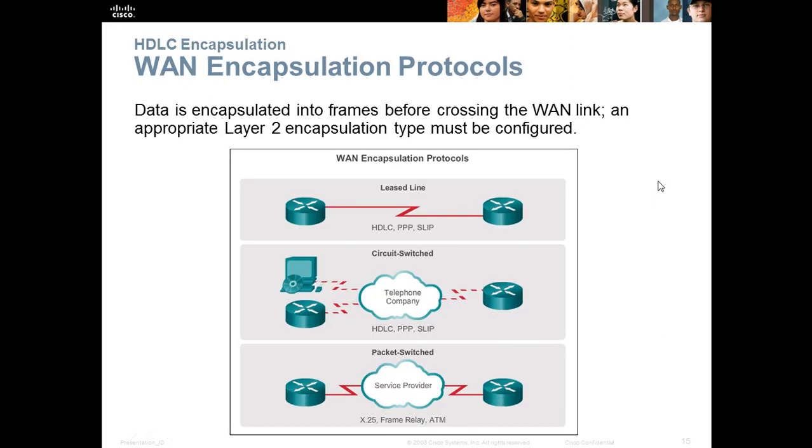WAN encapsulation protocols, such as HDLC encapsulation, in which the data is encapsulated into frames before crossing the WAN link. An appropriate layer 2 encapsulation type must be configured. We have different WAN encapsulation protocols. When we are using a leased line, we have HDLC, PPP, and SLIP. With circuit switching through the telephone company, or packet switching through a telecom provider, we can use X.25, Frame Relay, and Asynchronous Transfer Mode.